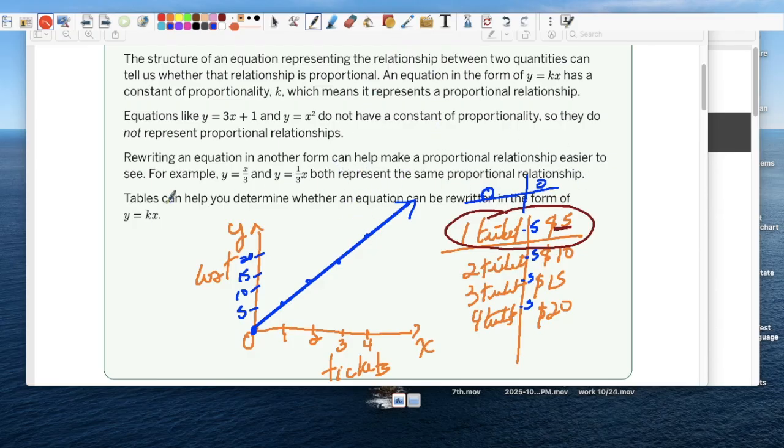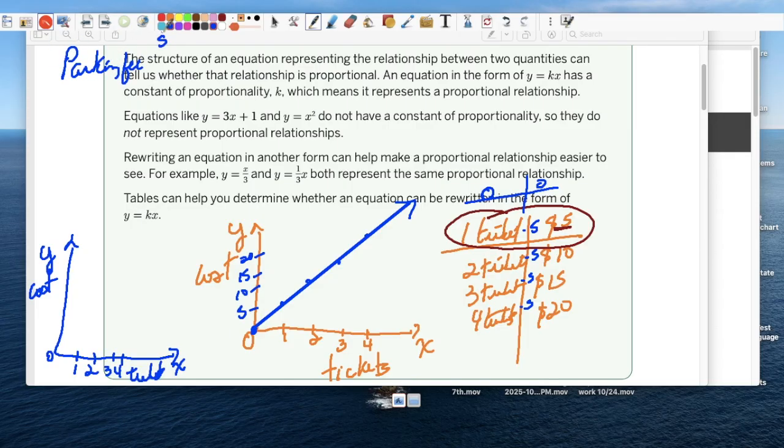Now, what if it's not proportional? So let's say we went to a different fair. Again, y represents the cost, and the x-axis represents the tickets. But this fair has a little something different. They have a parking fee. So you park the car and your parents pay $2. The tickets are still $5. So let's do the table. If I buy 0 tickets, guess what? I still pay $2. Because I parked the car.